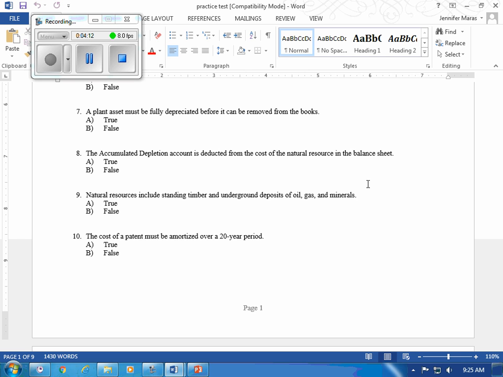On that one, the answer technically is false, but you could argue it's true because of the 20 years. 20 years or less. So when it must be amortized over 20 years, that's actually false because it's 20 years or the useful life, whatever is shorter. But I want you to memorize that patents are 20 years.